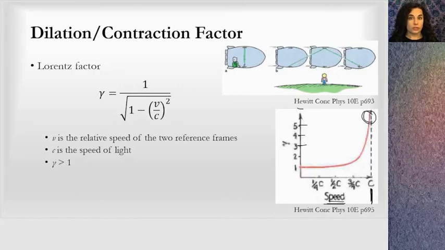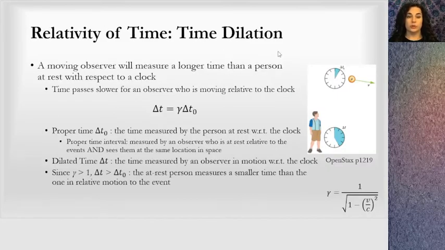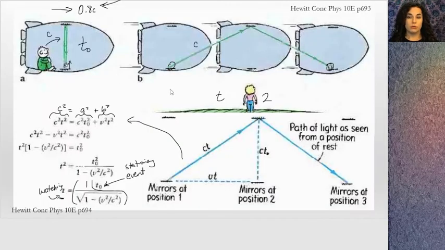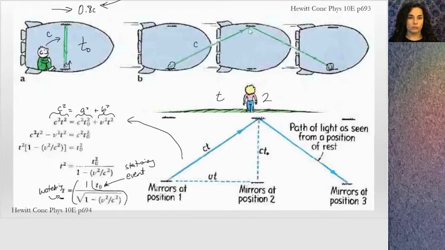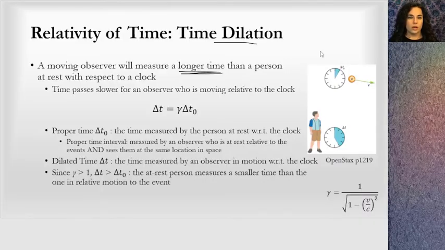So when we look at the relativity of time dilation, that's what we're looking at here. When these two people see an event happen, they describe the same event with two different time periods. That's what we call the relativity of time, and we refer to it as time dilation. A moving observer will measure a longer time than a person at rest with respect to the clock. And we saw that here. The person watching the spaceship go through sees this path to be longer, measures a longer time for the event than the person in the spacecraft.